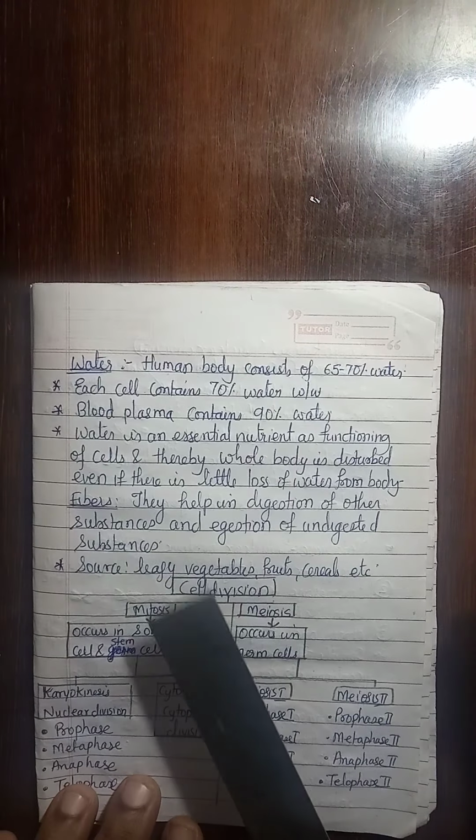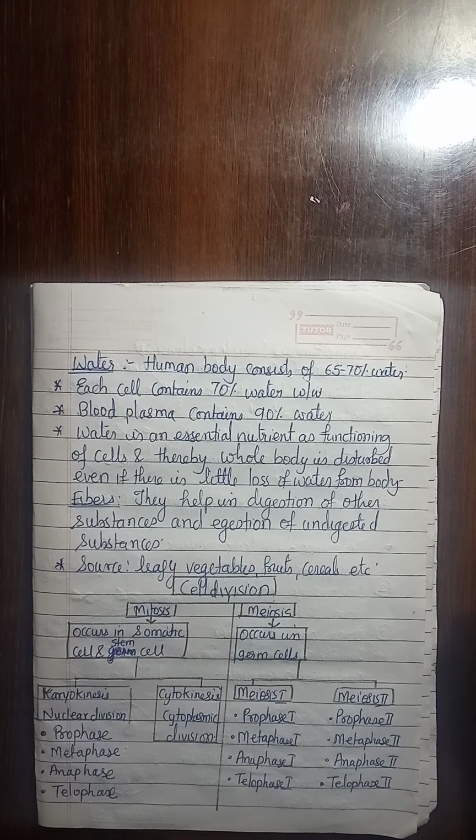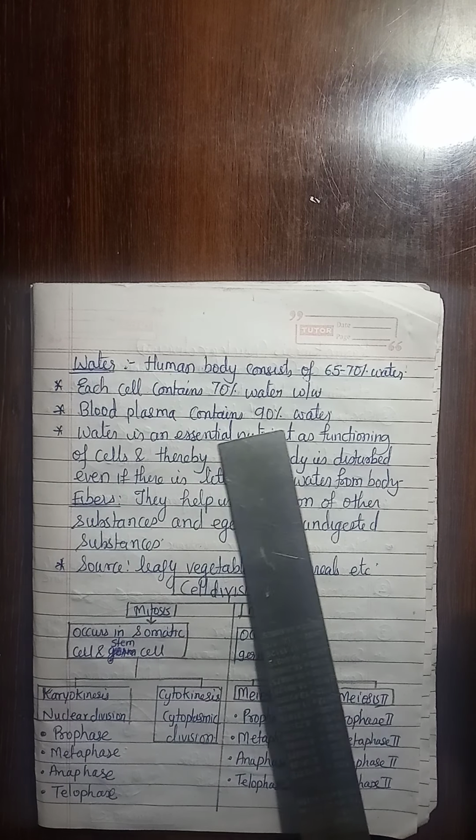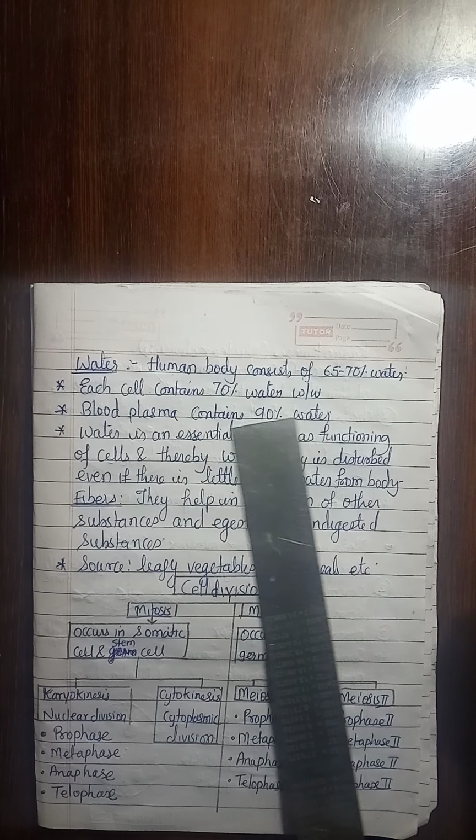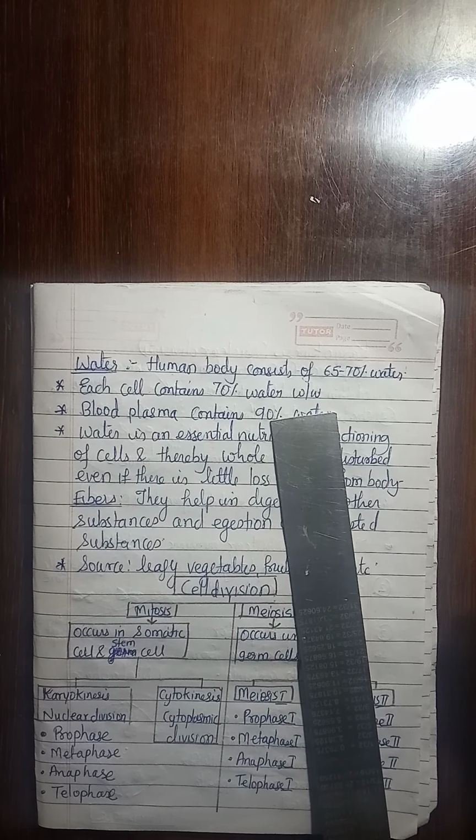Another important nutrient which is essential for our body is water. 70 to 75% of our body is made up of water. So you can imagine the importance of water in our body. Human body consists of 65 to 70% water. Each cell contains 70% of water by volume.